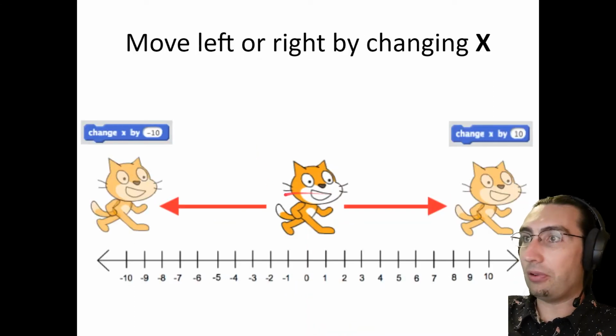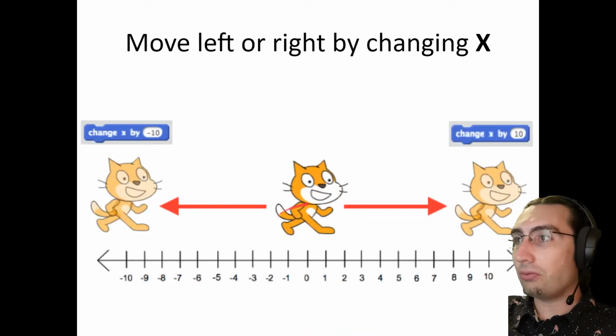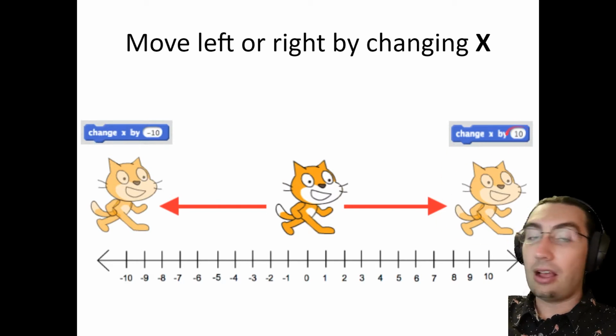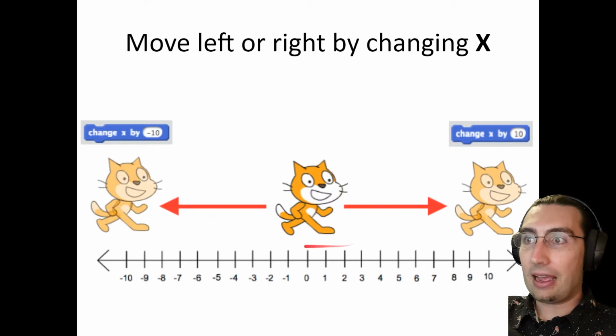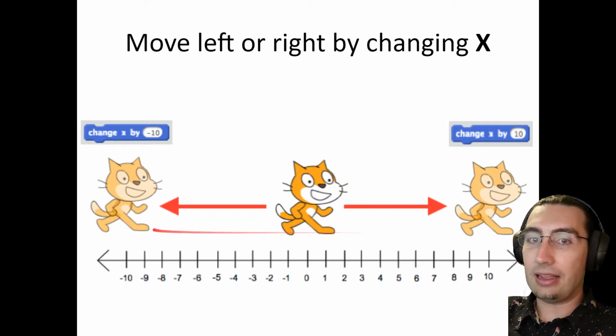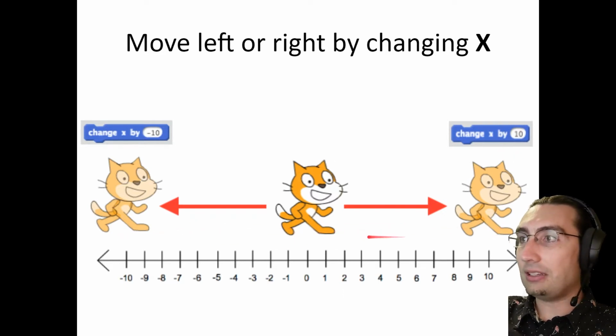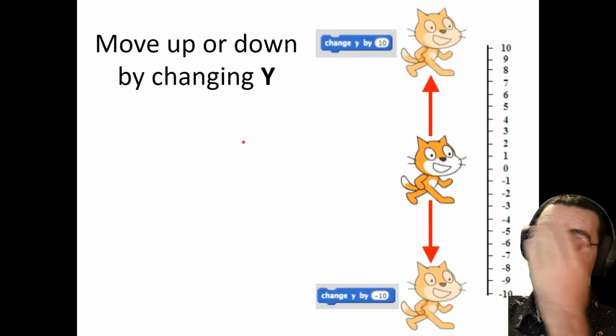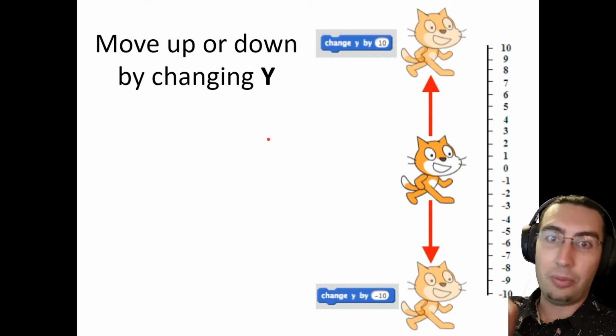For example, to move the cat to the right, you need to put in change X by a positive number. This is the X number line, the X axis. So positive X moves him to the right. Negative X, back from 0 here, moves him to the left. It's that simple.